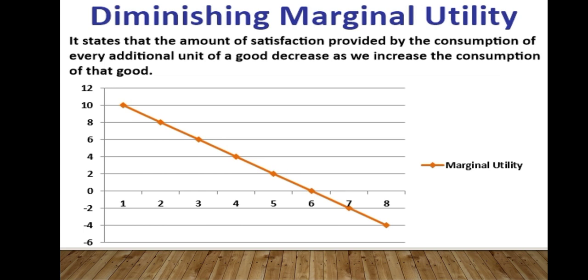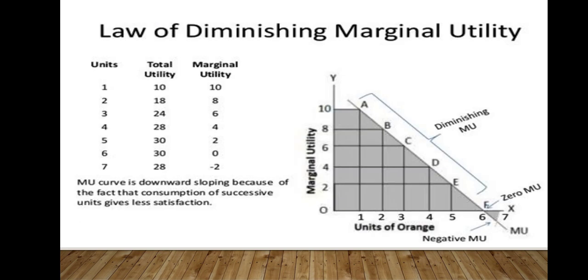If we take these three terms together, diminishing means decreasing, and marginal utility, whenever there is addition to something, your utility level goes down. So this is what diminishing marginal utility tells us, that the amount of satisfaction provided by the consumption of every additional unit of a good decreases, and that is why your demand curve slopes downwards from left to right, as you can see on the screen.